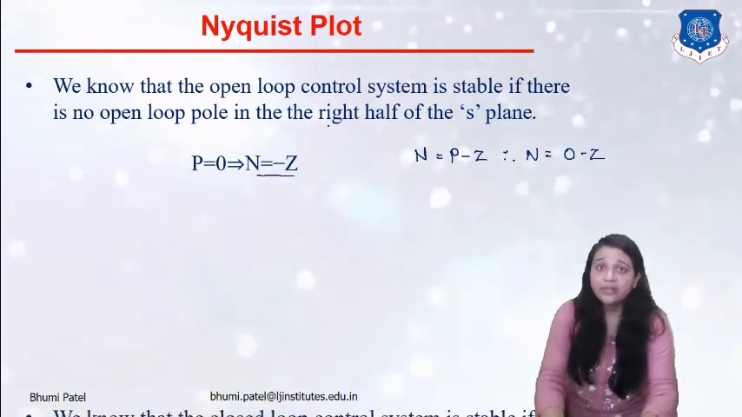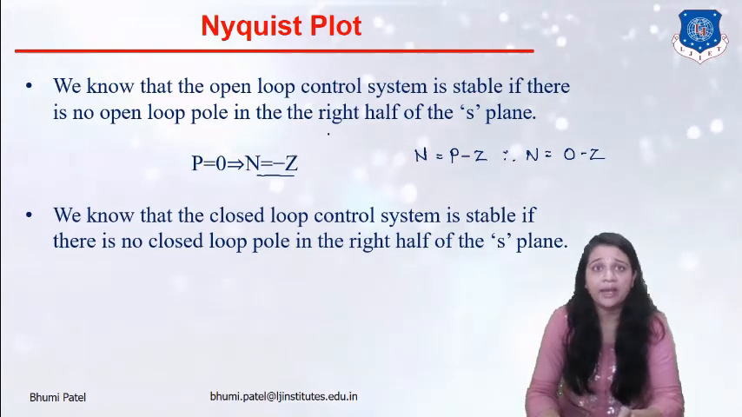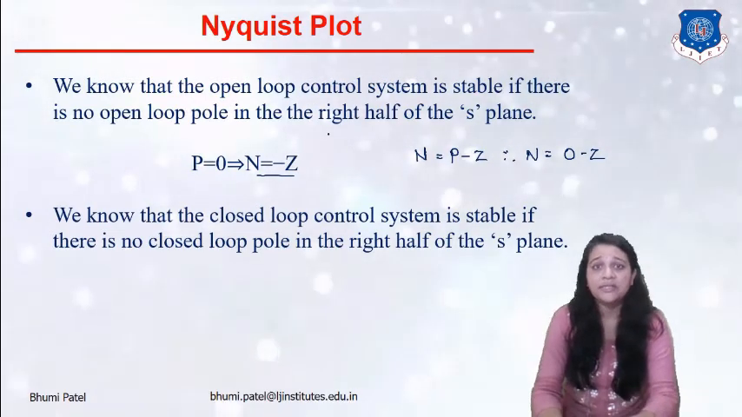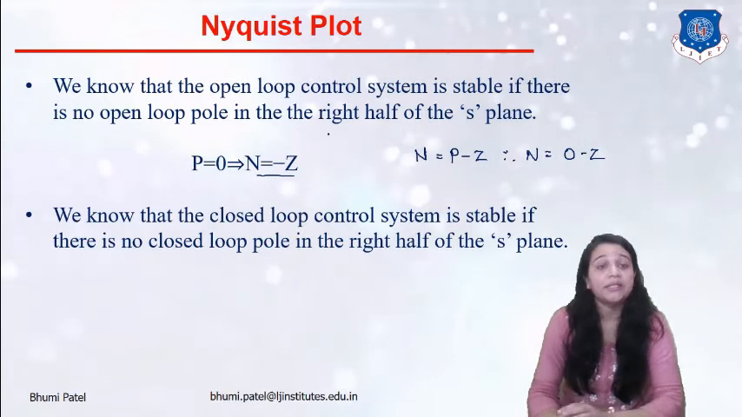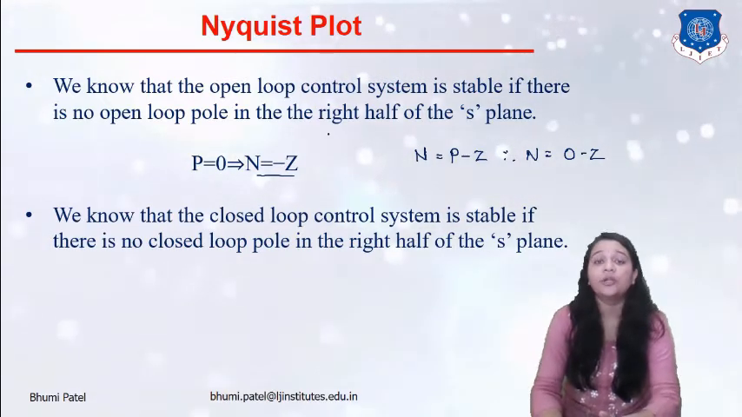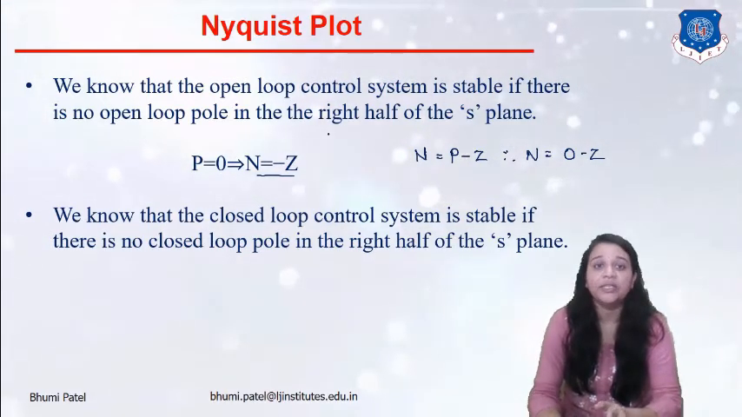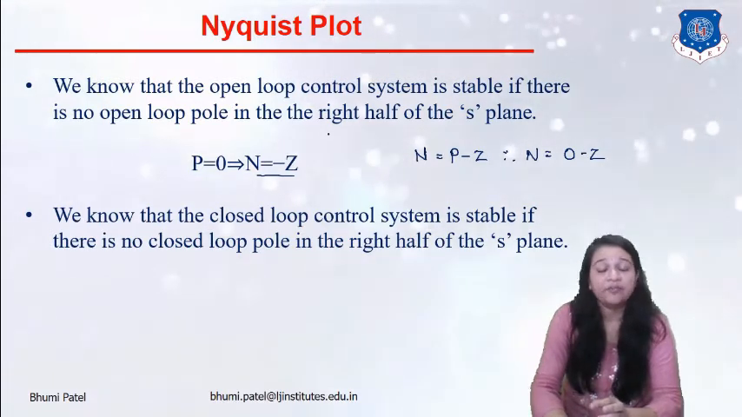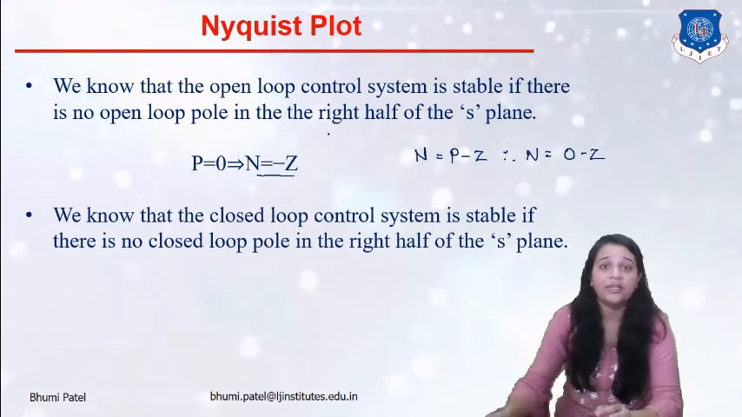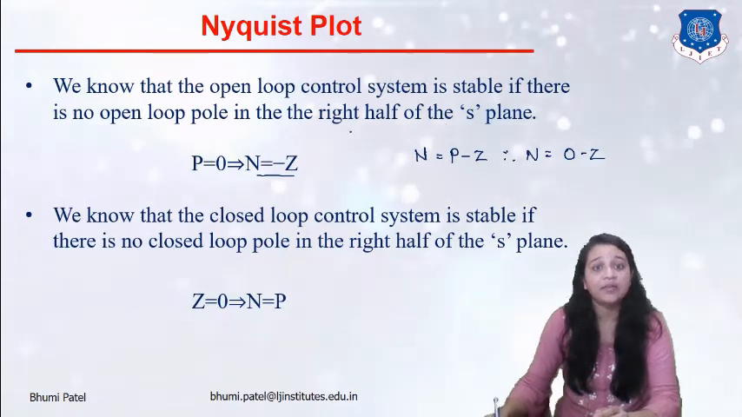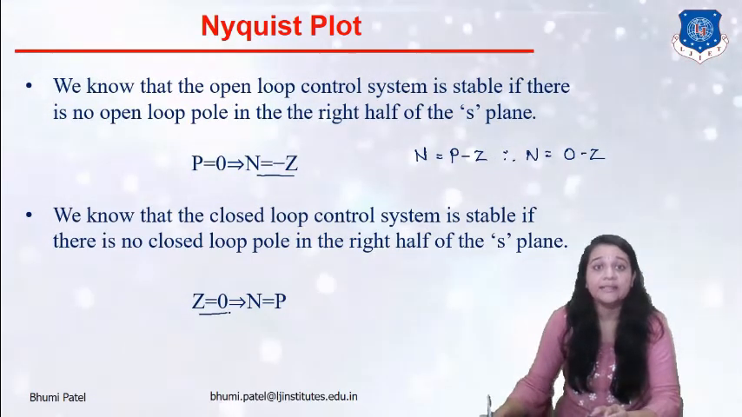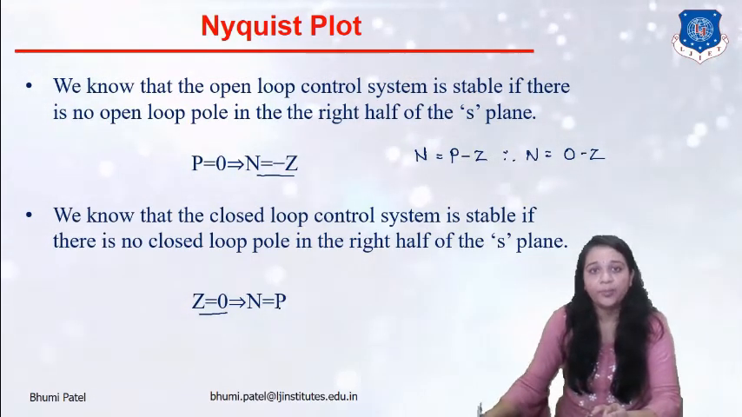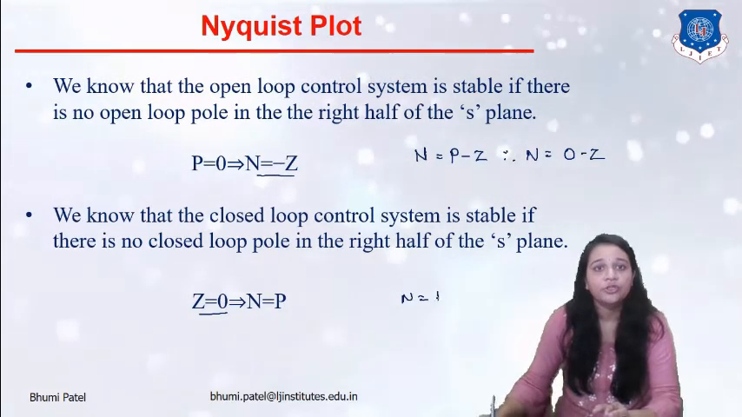Now the next condition: we know that the closed loop control system is stable if there are no closed loop poles in the right half of the s-plane. If there is no closed loop pole in the right-hand side, that means Z is equal to 0. That means N is equal to P minus Z; put Z is equal to 0, so we get N is equal to P.